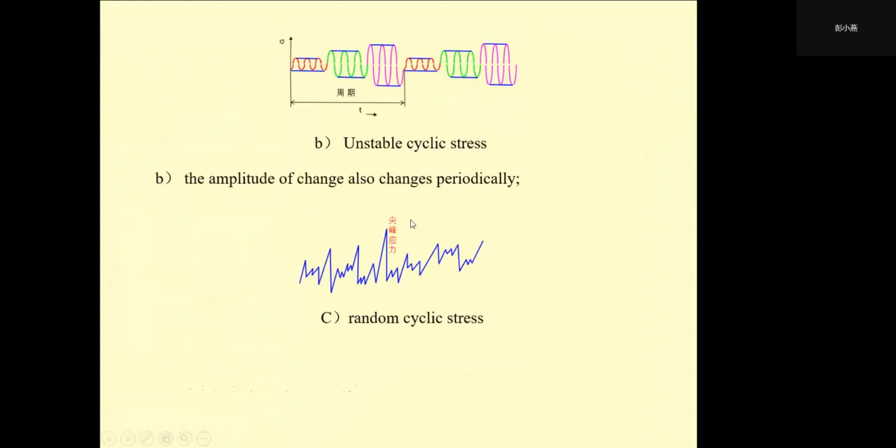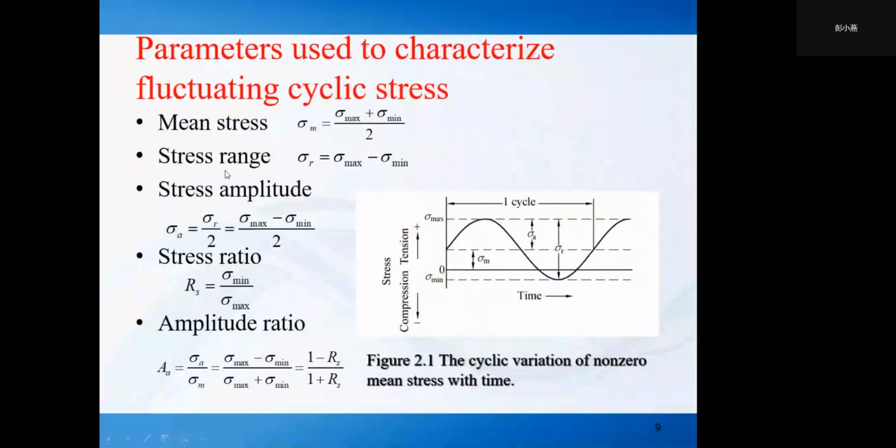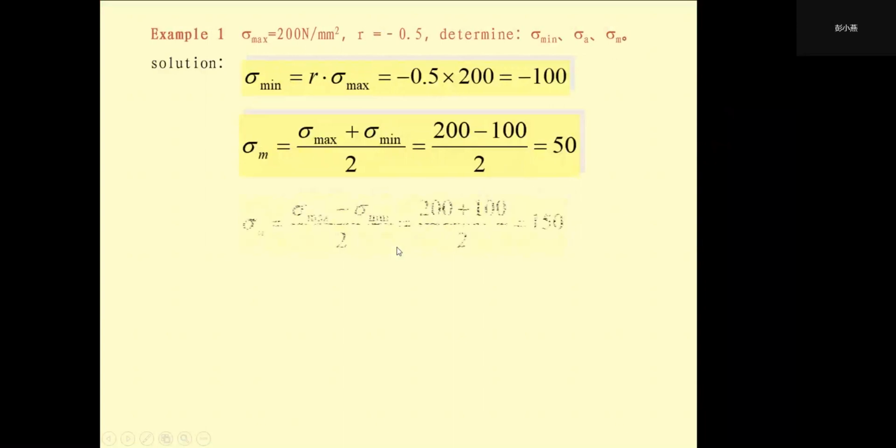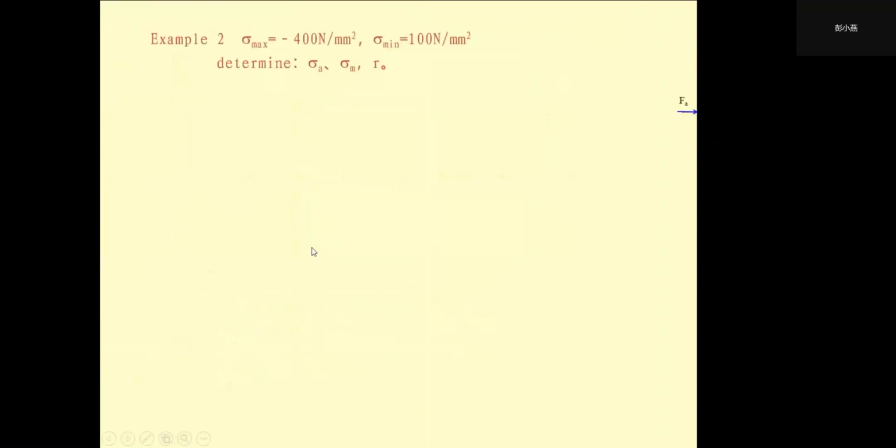And then we learned the classification of stress, and the five parameters of the cyclic stress: the maximum stress, minimum stress, mean stress, stress amplitude, and stress ratio. Okay, five parameters you should master, and you should master the calculation.